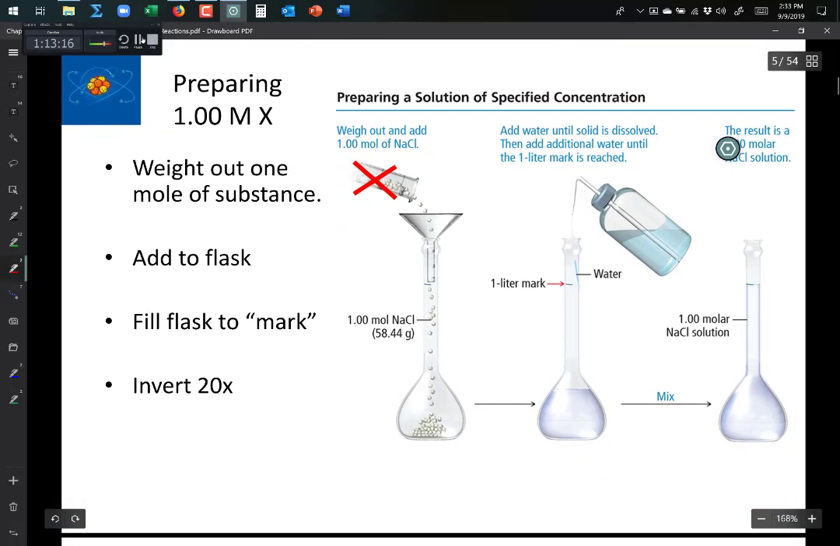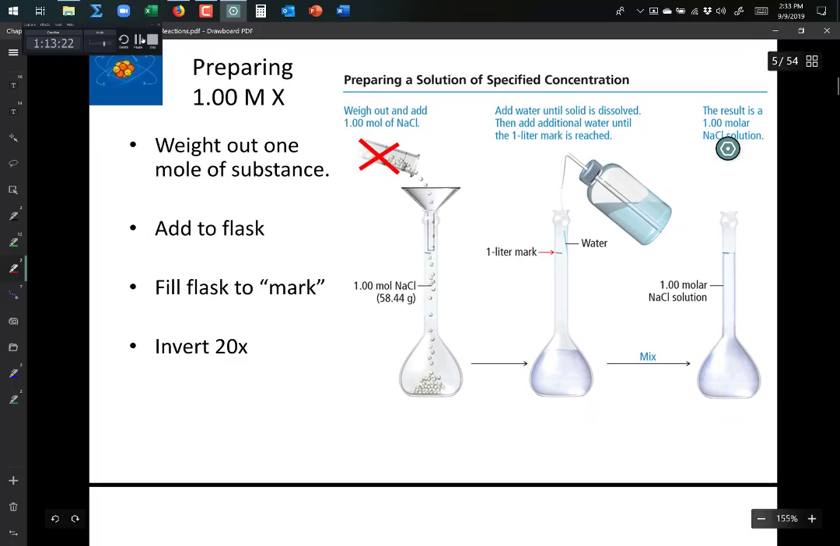So let's say you want to make a 1 molar solution. I just wanted you to see it before I showed you the picture. For a 1 molarity of X, you would weigh out 1 mole of the substance. So if the molar mass was 58, you weigh out 58 grams, add it to the flask, and fill it to the mark. Assuming this is a 1 liter container, that would make a 1 molar solution.